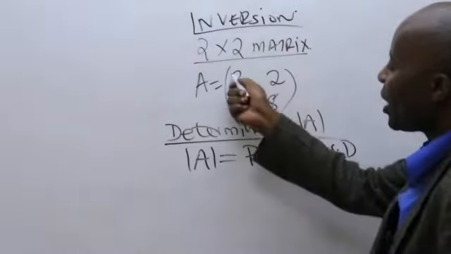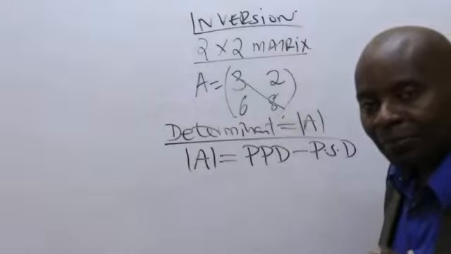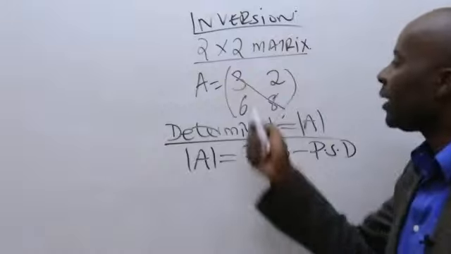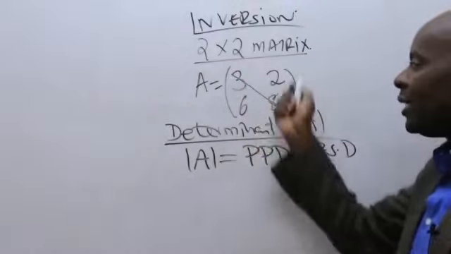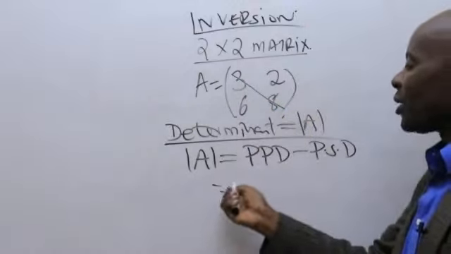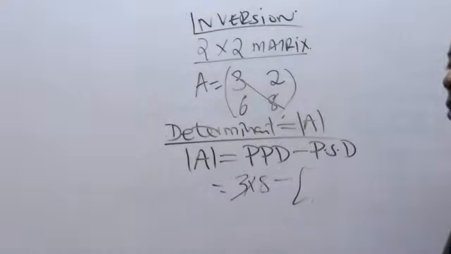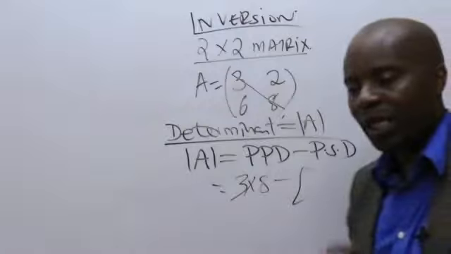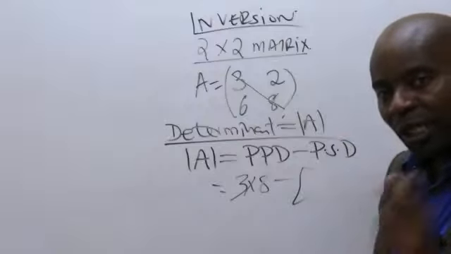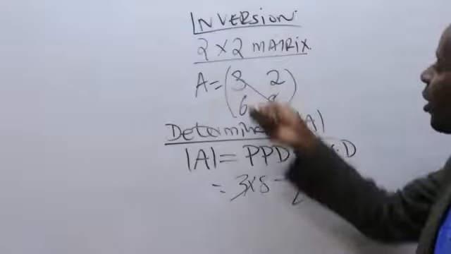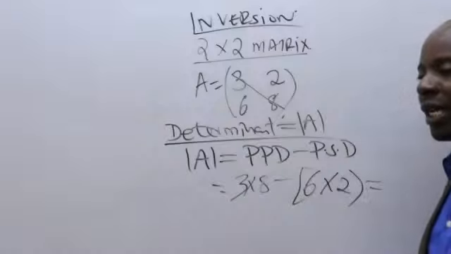This square matrix has got the primary diagonal, which is that diagonal that starts from the first element of the entire matrix, which is 3 times 8. Therefore, ladies and gentlemen, this will be 3 times 8 minus the product of the secondary diagonal. You must always put the secondary diagonal elements in brackets. So the product of the secondary diagonal, what do we have? We have 6 times 2.